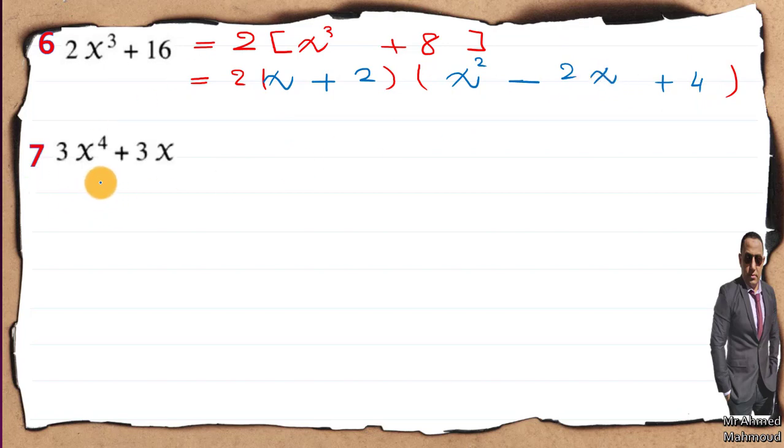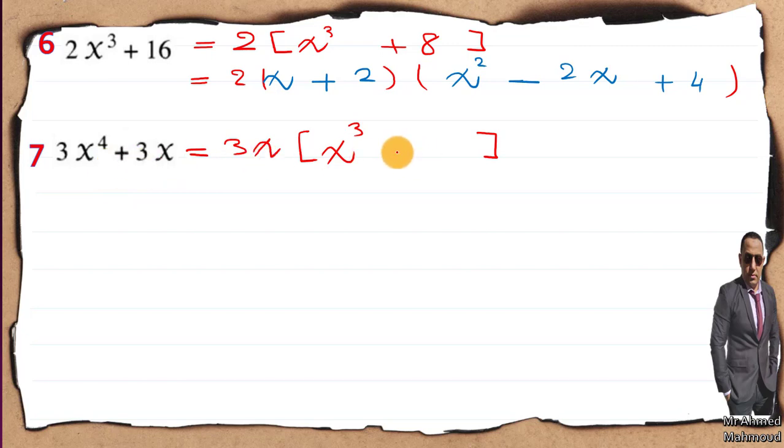Another example. 3x power 4 plus 3x. Okay. First, I'm going to take a common factor. Here 3 is a common factor. And we have x power 4 and x power 1, so I'm going to take the smaller power of x. So x is a common factor. So I'm going to open one bracket like this. Okay, 3 divided by 3 is 1, but I don't write 3 because I have x already. X power 4 minus x power 1 equals x power of 3.